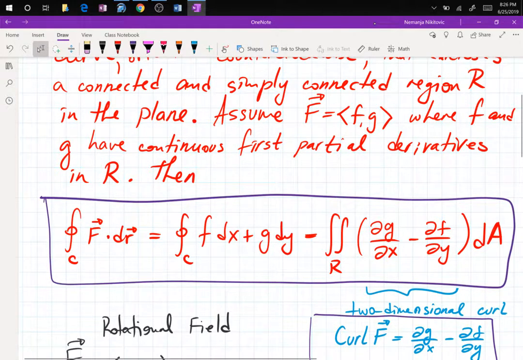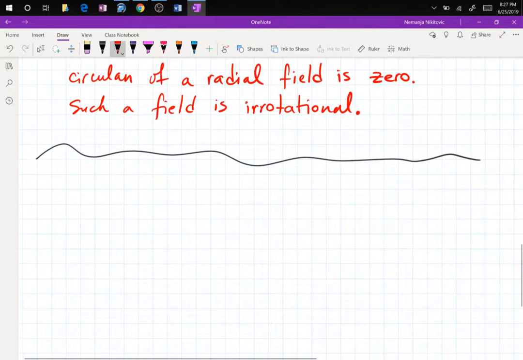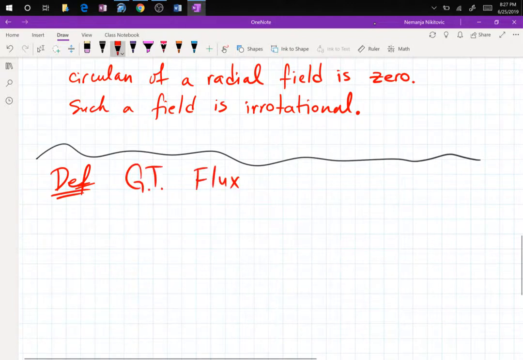The second Green's theorem, which is the flux form, will have the same conditions, except we are not going to calculate the curl, we're going to calculate the flux. We are calculating the divergence. This is the flux form, but we are calculating divergence, and you'll see why divergence plays the role. So another definition, and this is Green's theorem, flux form.